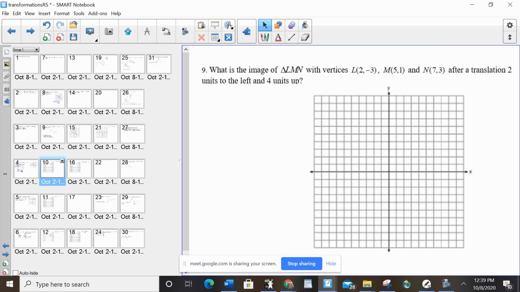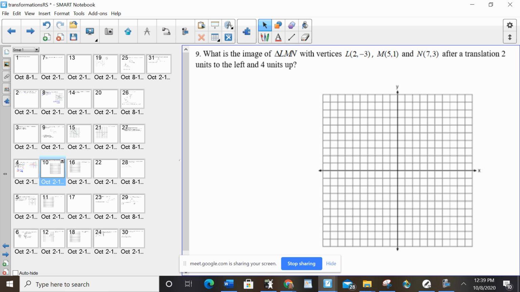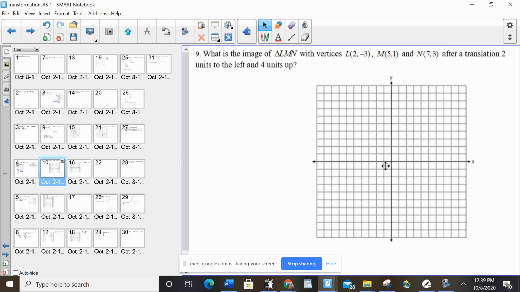Now we go into doing the actual transformations. L is (2, -3). M is (5, 1). N is (7, 3). Weird looking triangle, but doesn't really matter. It wants a translation 2 left and 4 up. To do a translation, we just count on the graph.